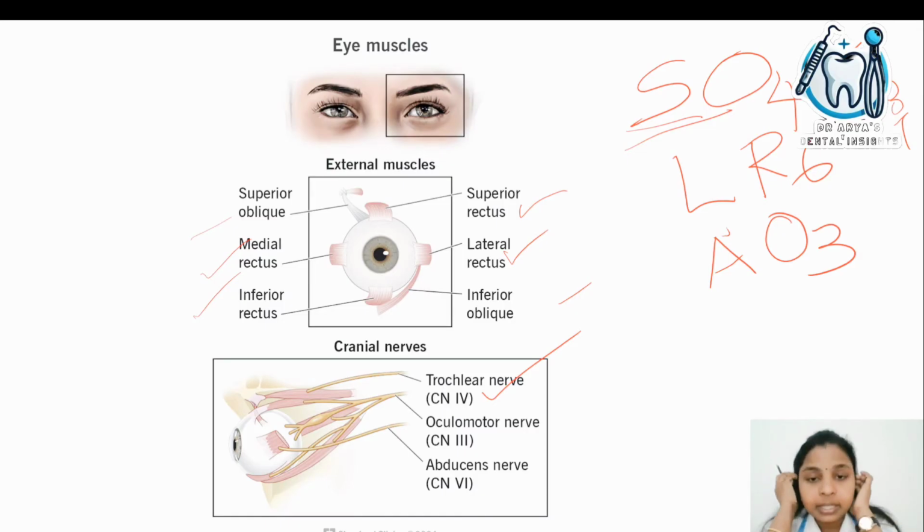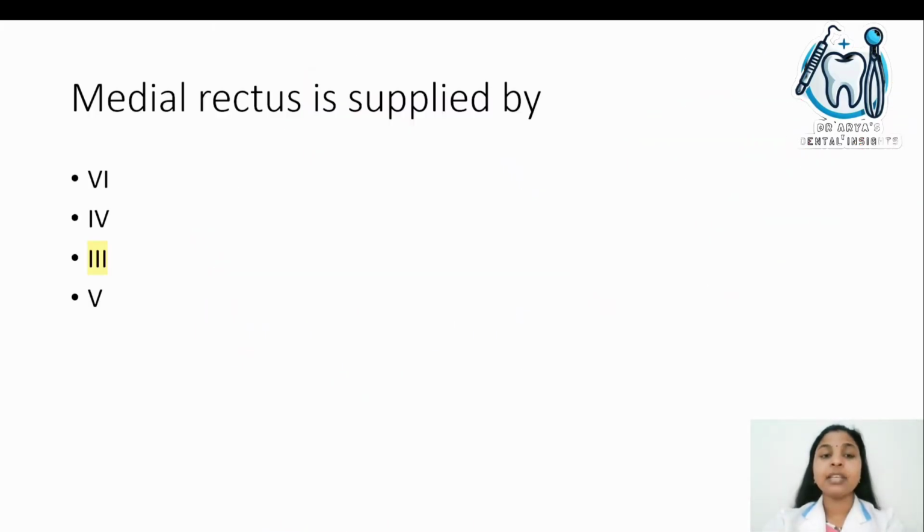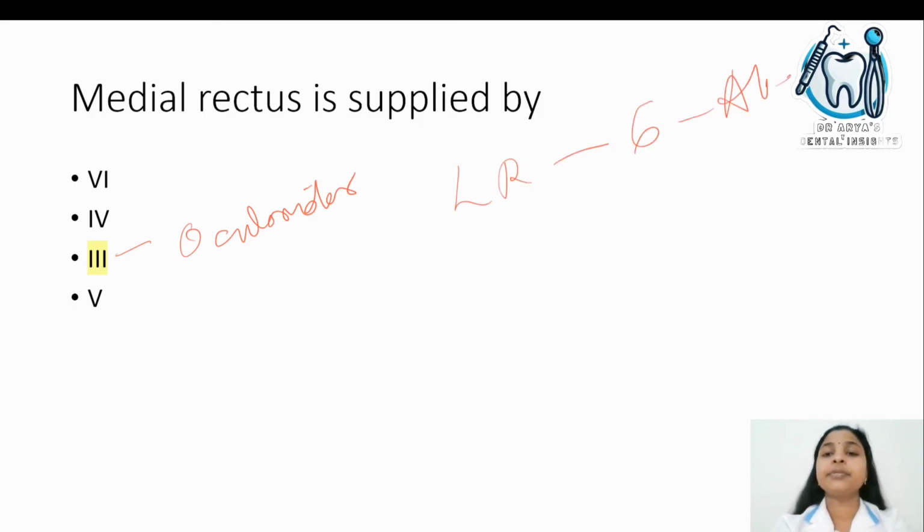Then the second one is the LR6. What is LR? That is lateral rectus. So lateral rectus is supplied by the sixth cranial nerve. Which is the sixth cranial nerve? So, what is the answer? Medial rectus is supplied by the third cranial nerve. Which is the third cranial nerve? Yes, it is oculomotor. Then lateral rectus is supplied by the sixth cranial nerve, that is abducens. Superior oblique is supplied by the fourth cranial nerve, that is trochlear.